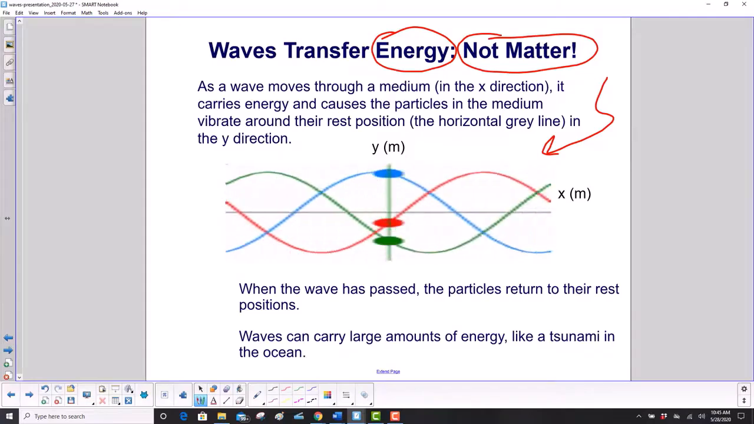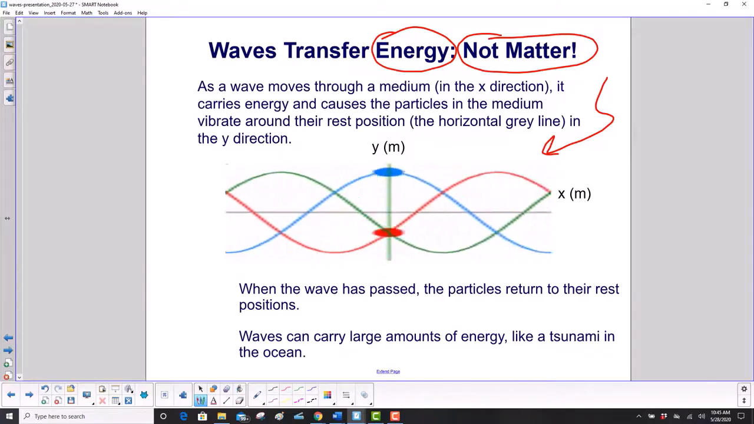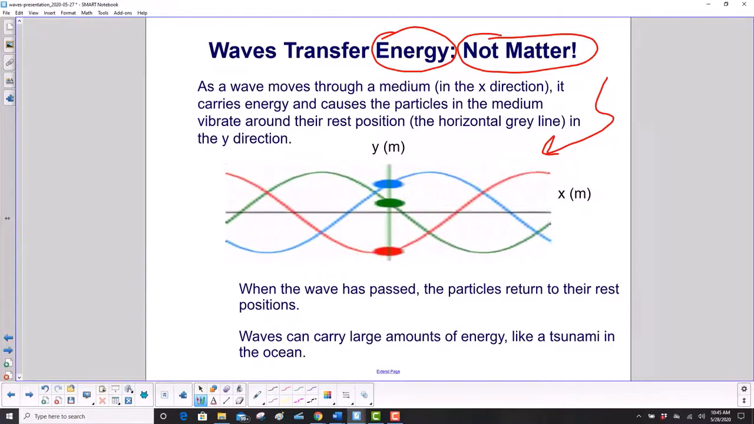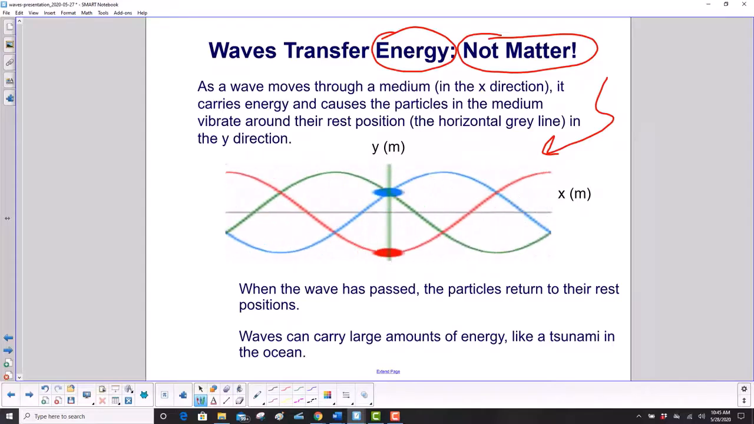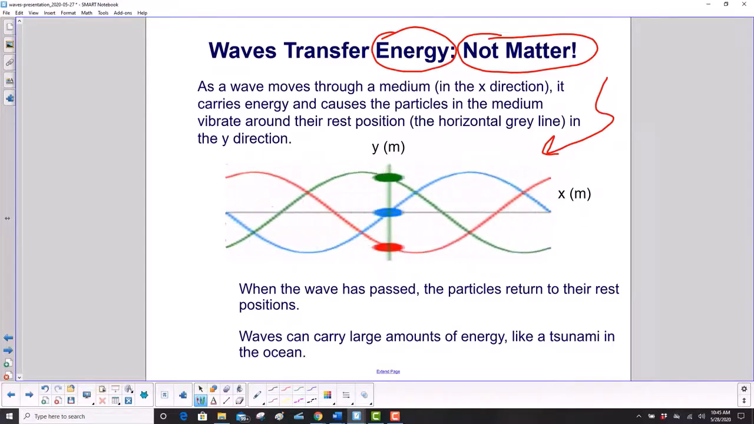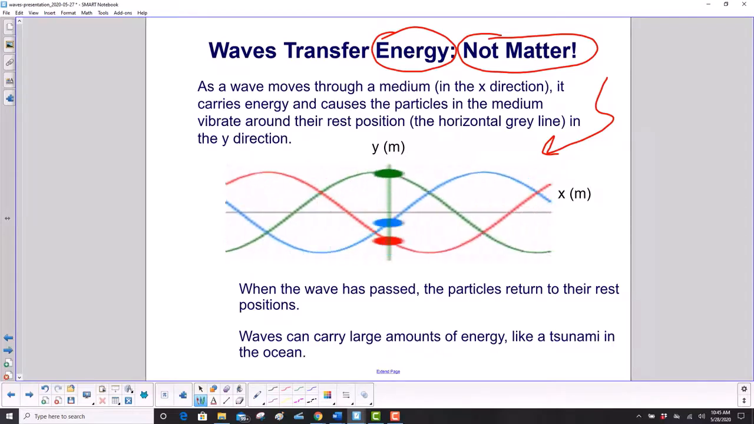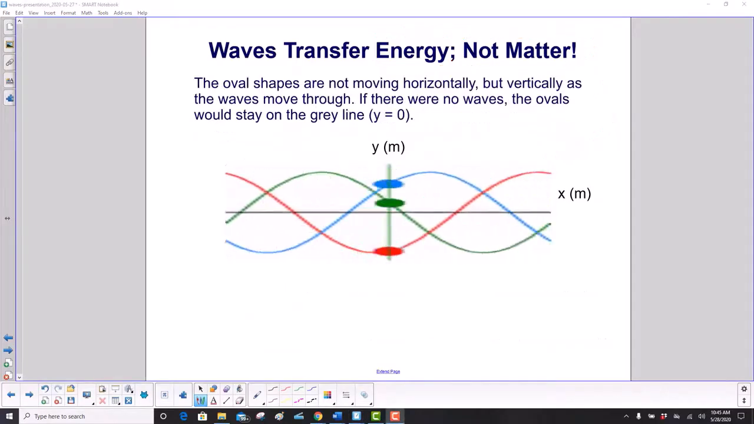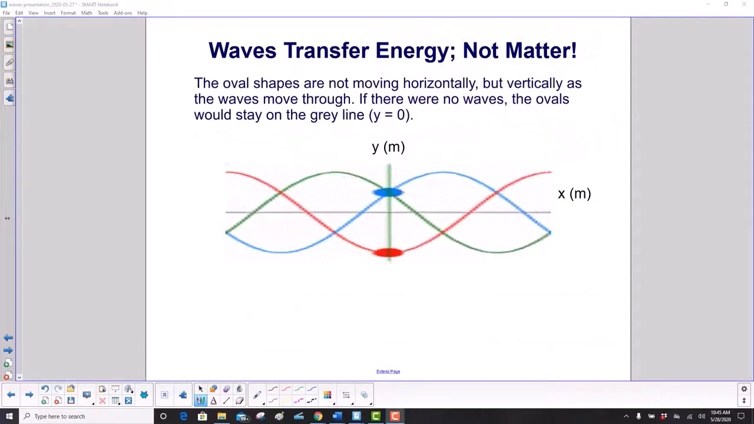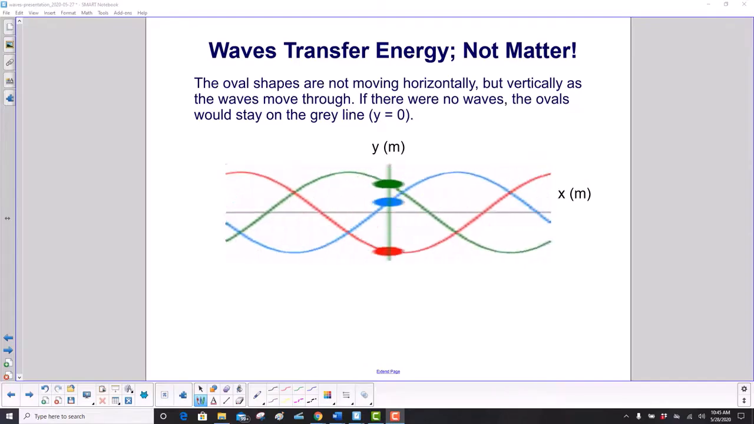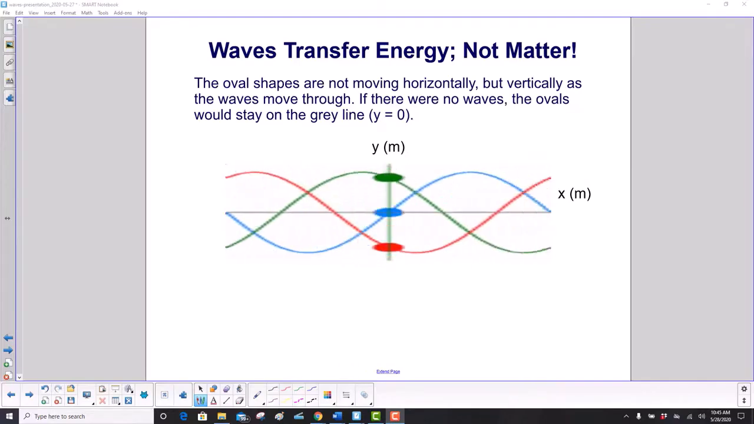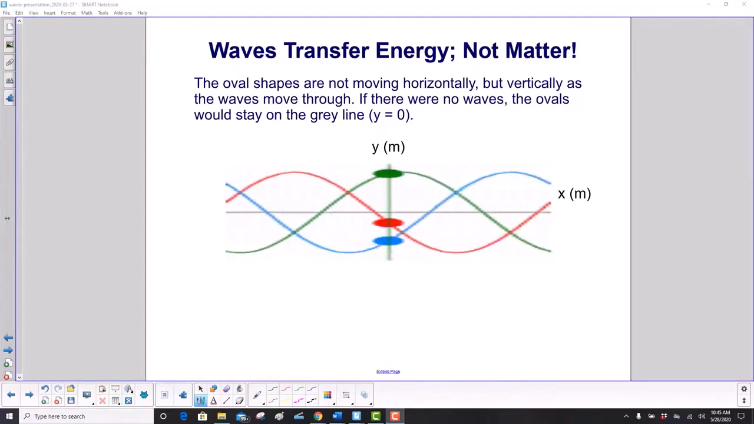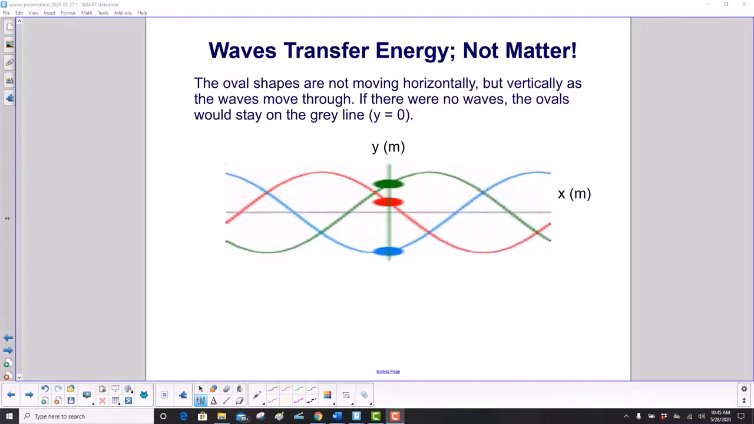That's why if you're in the water at the ocean, a wave comes by and you're just kind of vertical in the ocean, you just go up and down. You really don't get pushed to the shore. Well, you do, but that's other wave functions going on. You're just bobbing up and down while the energy of the wave moves from the ocean to the shore. The oval shapes, which is that bit of styrofoam, it's not moving horizontally, but it's moving vertically as the waves move through. If there were no waves, the ovals, or the bits of styrofoam, would stay on the gray line. That means y is equal to 0, and they're not going up or down.